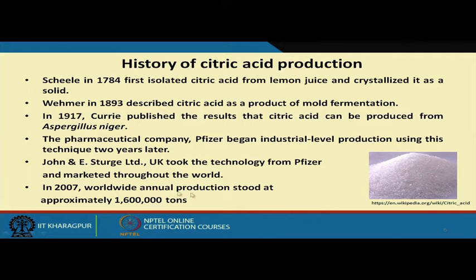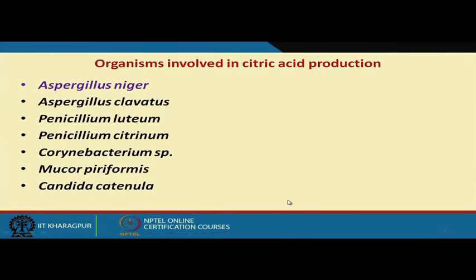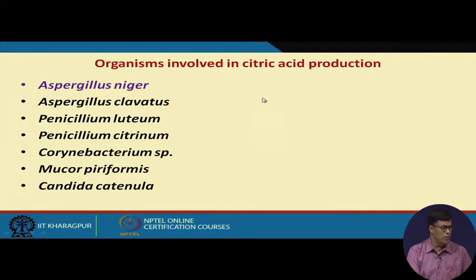In 2007, the worldwide annual production stood at approximately 1,600,000 tons of product. Now, different organisms can produce citric acid. We have different Aspergillus species: Aspergillus niger, Aspergillus clavatus, Penicillium luteum. But among all these species, the organism that is mostly used by the industry is Aspergillus niger.